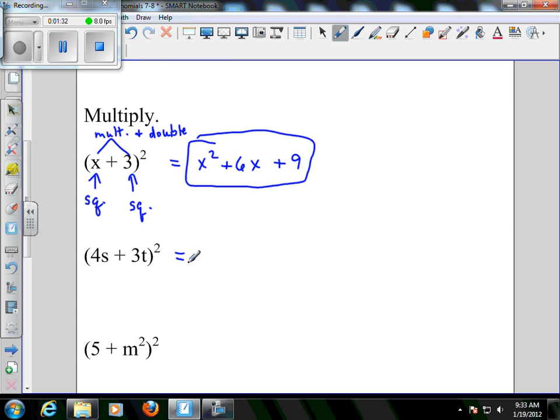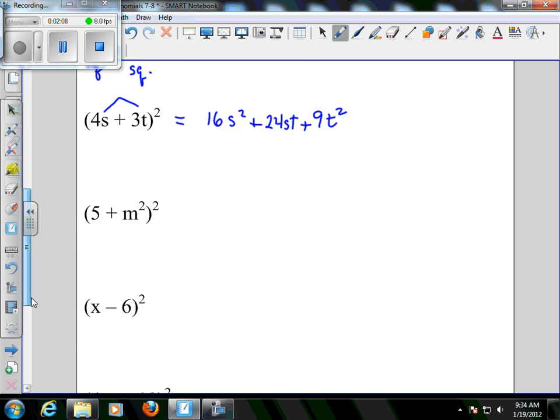Let's try this one. Same idea. Square the first term. We get 16s squared. Square your last term. So we get 9t squared. Multiply and double the terms for the middle term. 4s times 3t is 12st. Double it, you get positive 24st. And by the way, this was a plus here. Okay, so we get 16s squared plus 24st plus 9t squared.